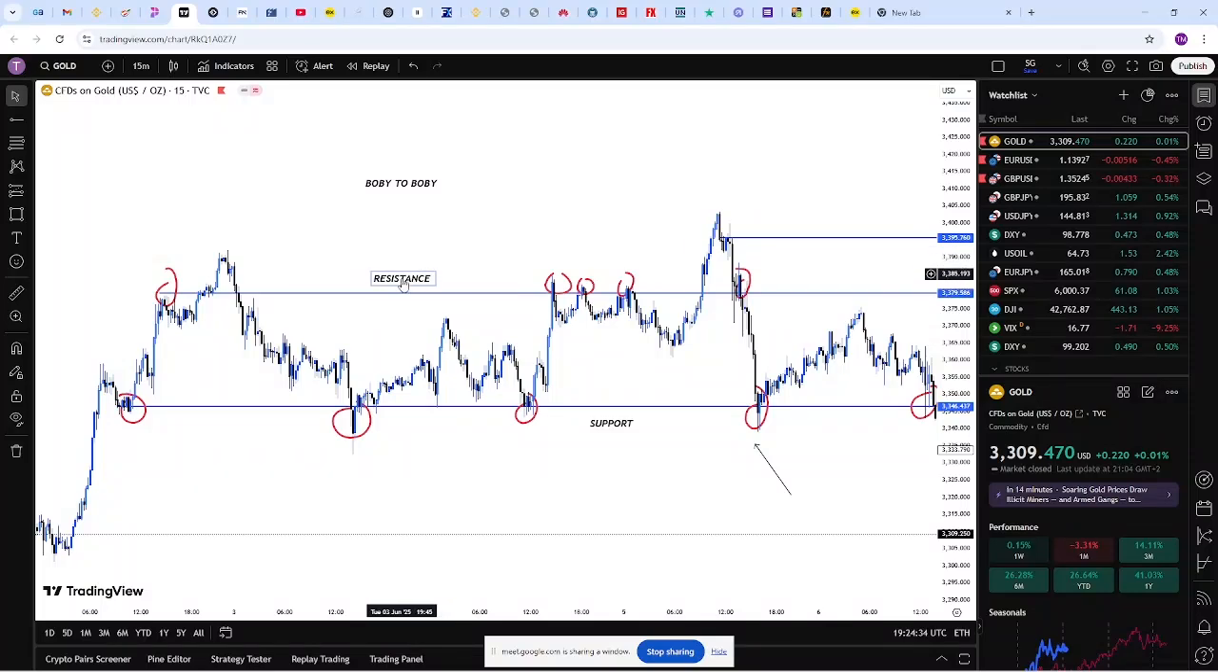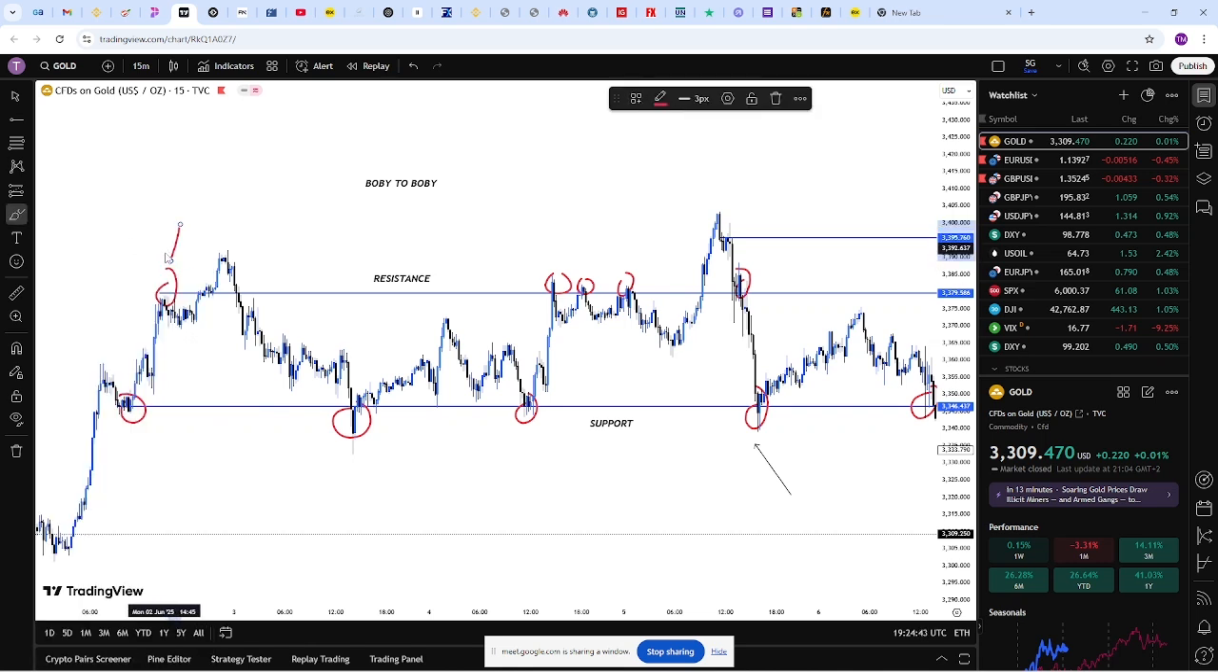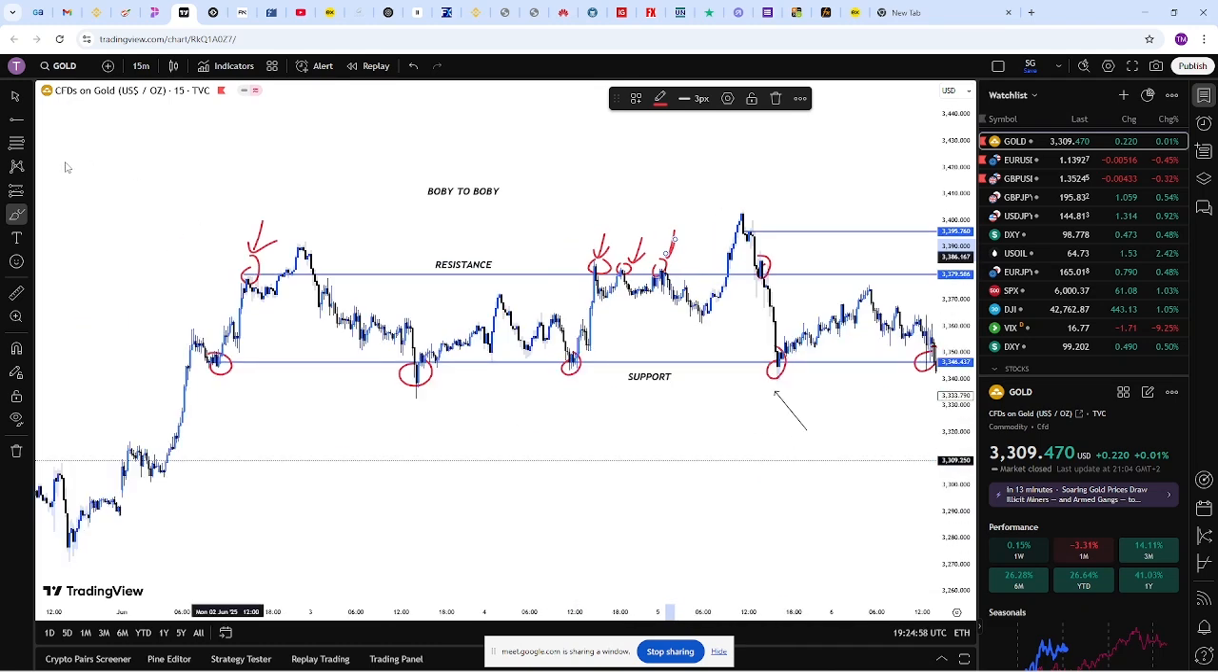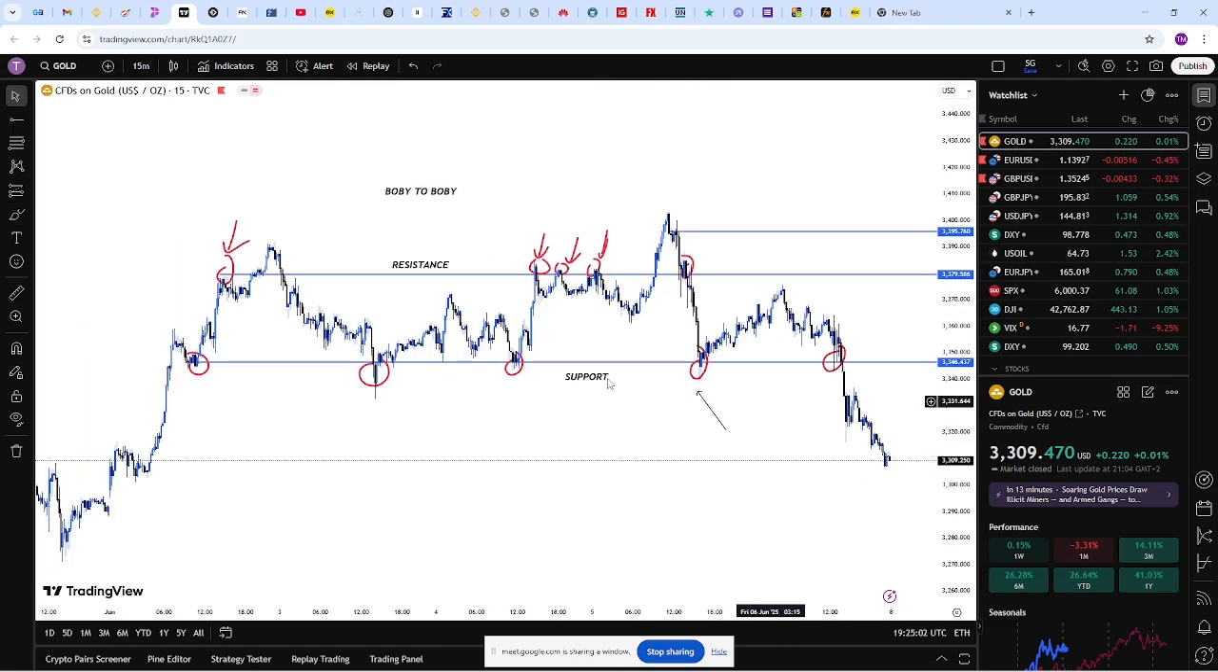Looking at the lines, how to draw the lines. With drawing support and resistance, we are looking at the touches, like this one. How many touches are we getting? When the market gets to the top, how many touches? So the touches is what we are working with, and then the support area too, we are also working with the number of touches the market makes at a particular area or zone. So that is it.